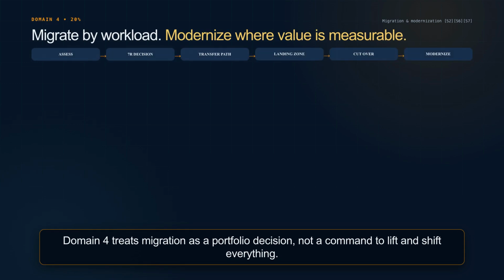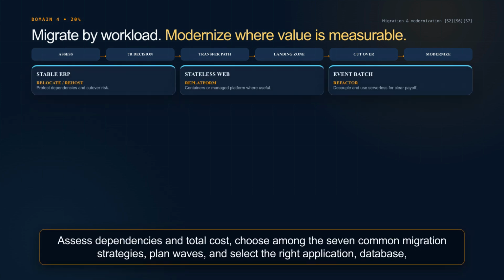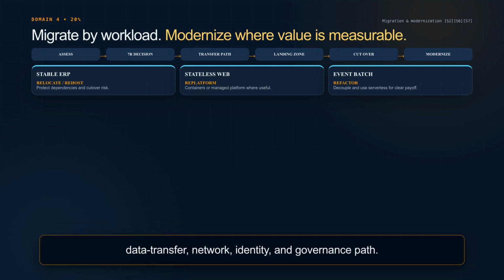Domain 4 treats migration as a portfolio decision, not a command to lift and shift everything. Assess dependencies and total cost, choose among the 7 common migration strategies, plan waves, and select the right application, database, data transfer, network, identity, and governance path.